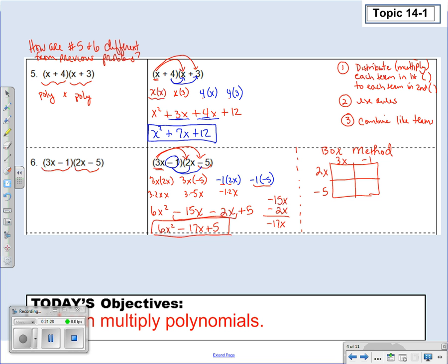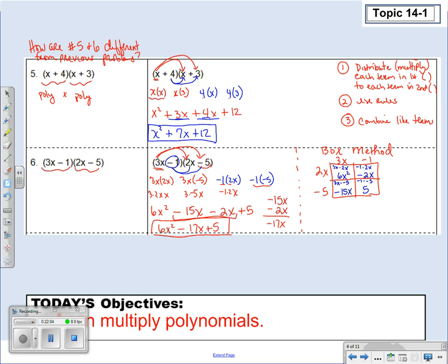So to fill in the box, we take the number on top, the 3x, we're going to multiply it by the number on the side, the 2x, and that will give us 6x squared. Again, fill in the box, we got a negative 1 times a 2x, that gives us a negative 2x. To the bottom left, we take the 3x on top, multiply it times a negative 5. This gives us a negative 15x. And then last box, we have a negative 1 times a negative 5, and this gives us a positive 5.